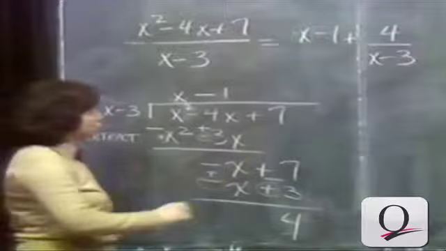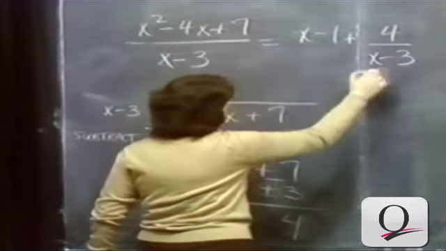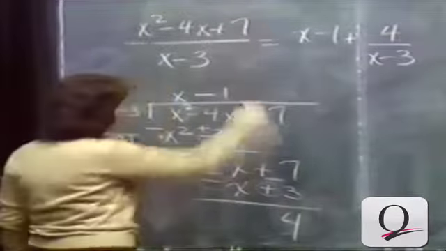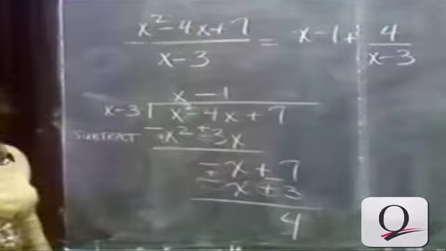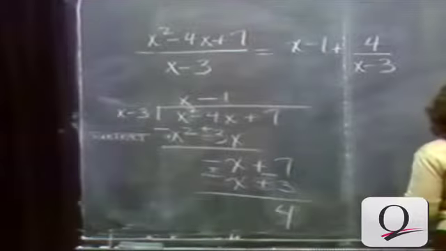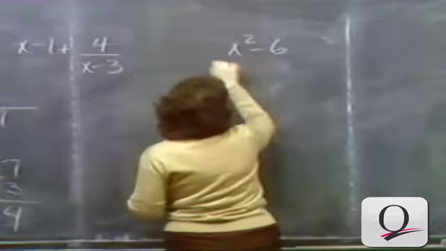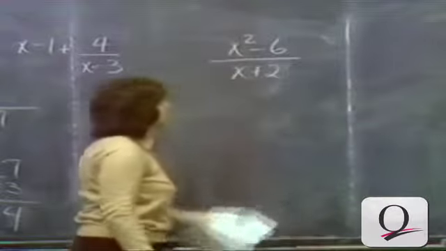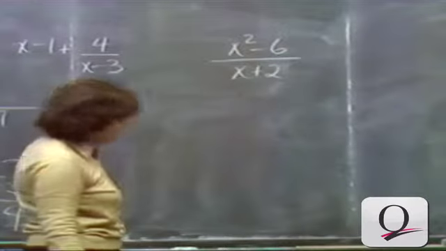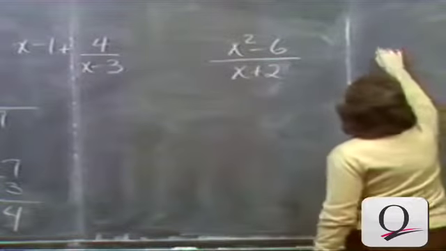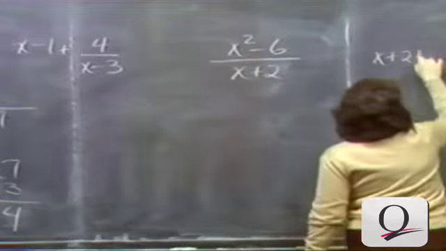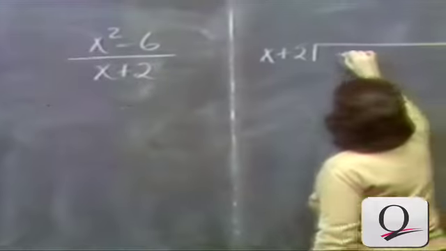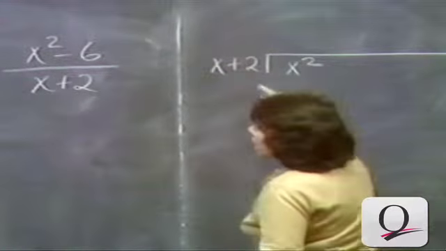And if you were to algebraically add these, combining over x minus 3, we would get the problem that we started with. Now, x squared minus 6 divided by x plus 2. Okay, we're going to divide x squared minus 6 by x plus 2.